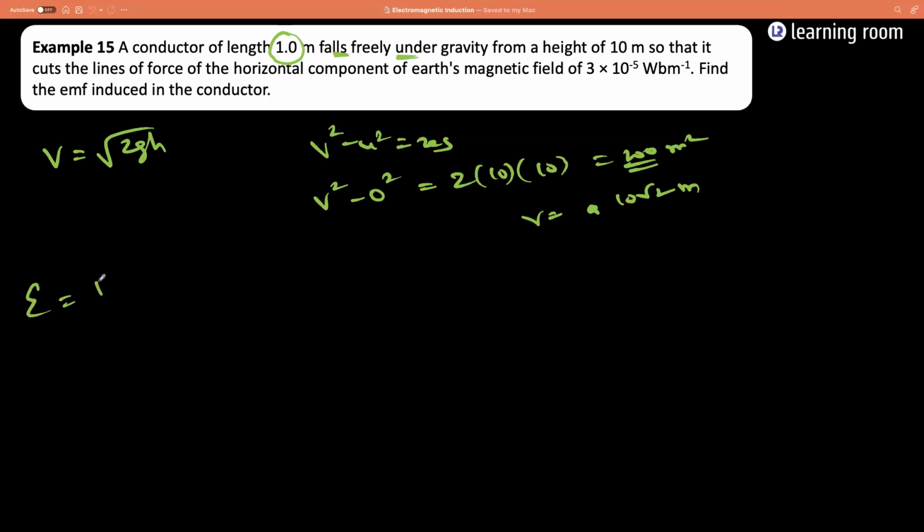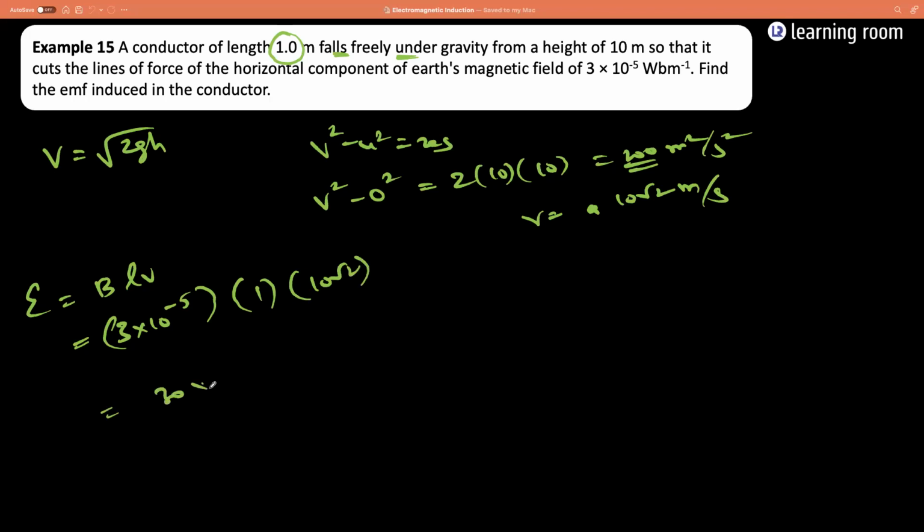So what is going to be the EMF? B is how much? Here you don't have any angle of dip. An angle of dip is not there. You can directly take it as this value itself. 3 into 10 power minus 5 into L, which is 1, and v is going to be 10 root 2. So 30 root 2 into 10 power minus 5 will be the answer.